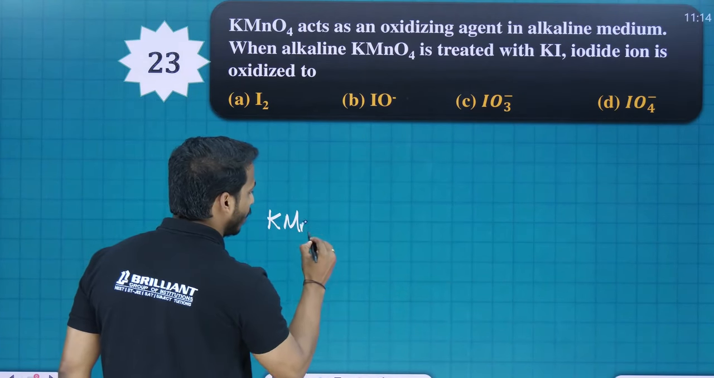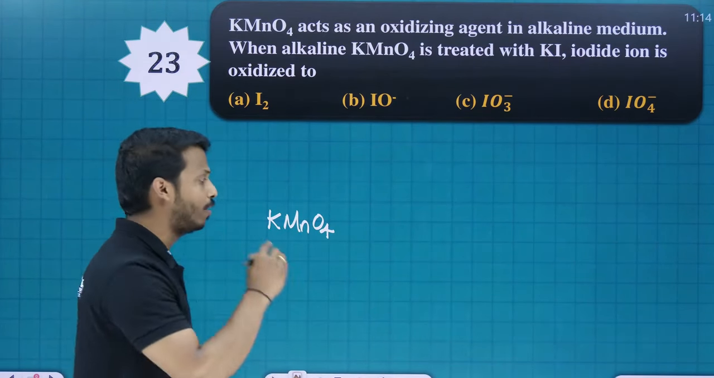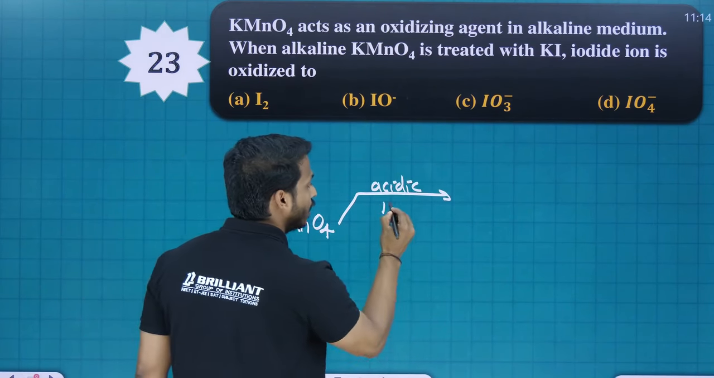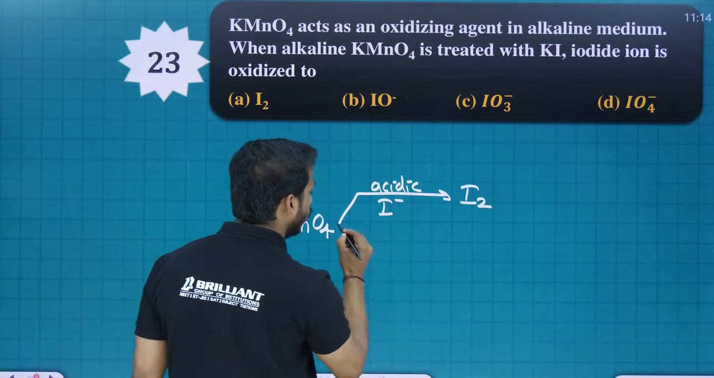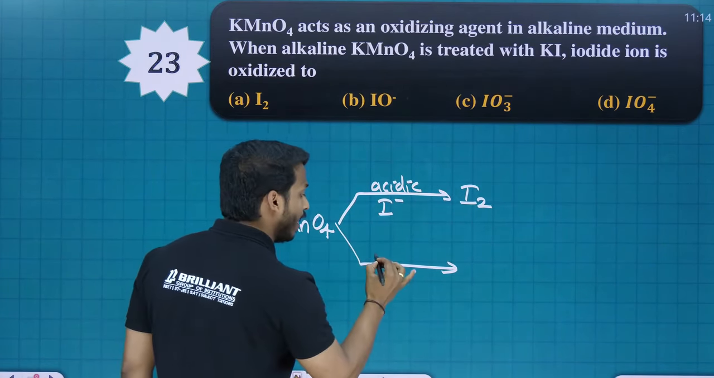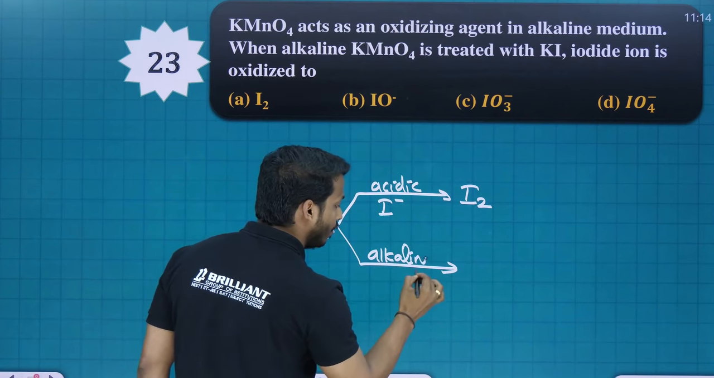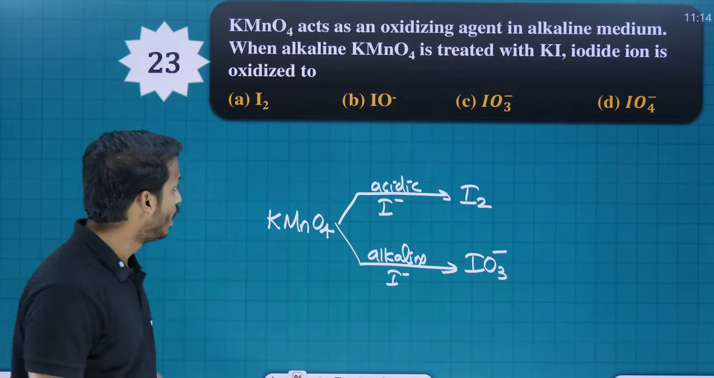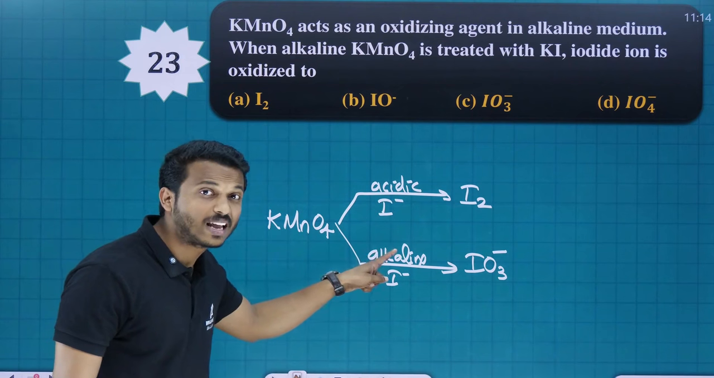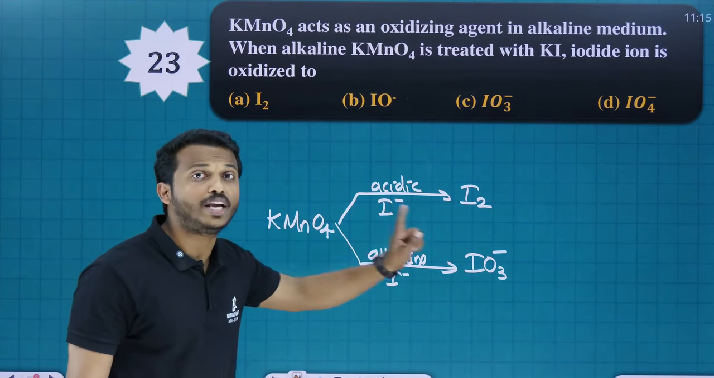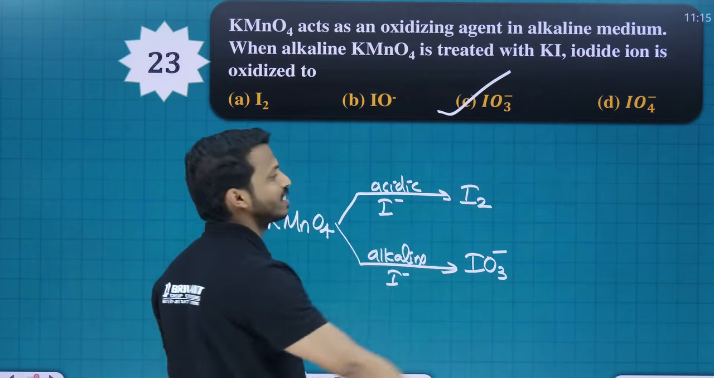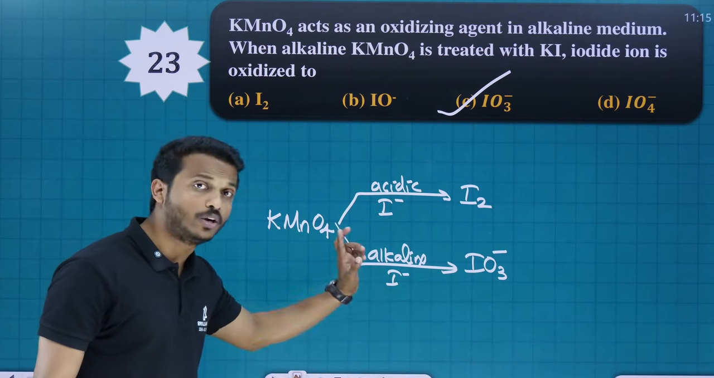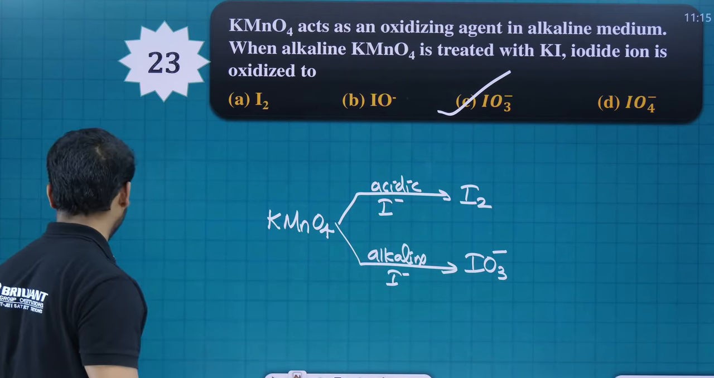If the oxidizing agent is KMnO4, in acidic medium the iodide is converted to I2, and in neutral or faintly alkaline medium the iodide is converted to IO3 minus. So KMnO4 in alkaline medium converts iodide to what? IO3 minus. That is option C. So in acidic medium, I minus is converted to I2. In alkaline or neutral medium, I minus is converted to IO3 minus.